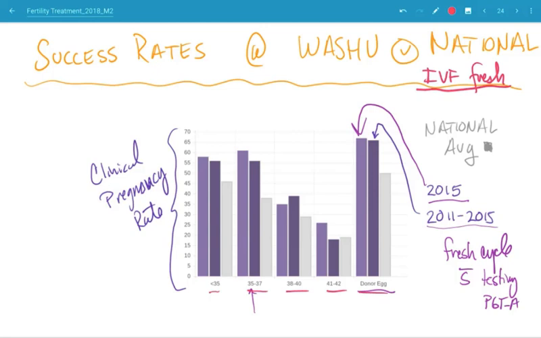These aren't just arbitrary age groups. By law, we have to report success rates in these age groups. And what you see is success rates are pretty good. And then when you hit age 38, they start to decline. And I use that to tell people, hey, your fertility is pretty decent until you hit the age of 38, at which point you'll see the first major drop.